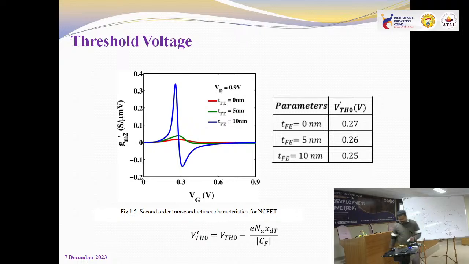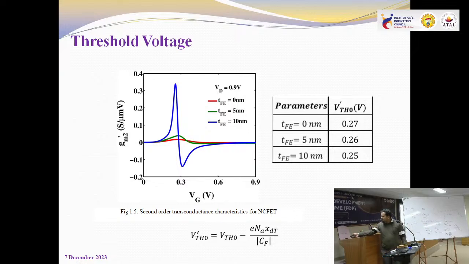This method says the gate voltage at which the peak of this characteristic comes is your threshold voltage. Let me reiterate once again. The second order transconductance method is a method to calculate the threshold voltage. You take the second differentiation of current with respect to voltage, and the gate voltage at which the peak comes is known as your threshold voltage.